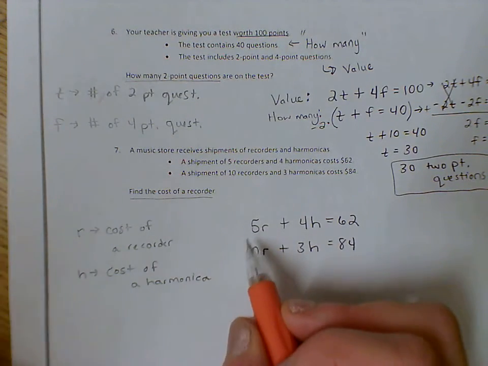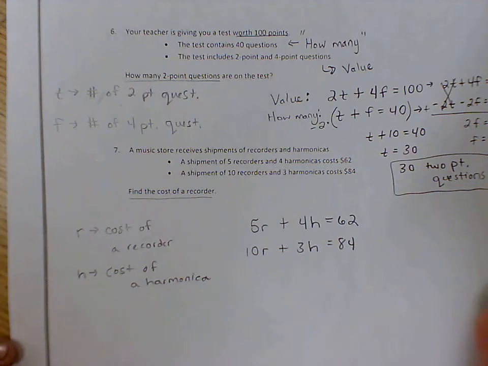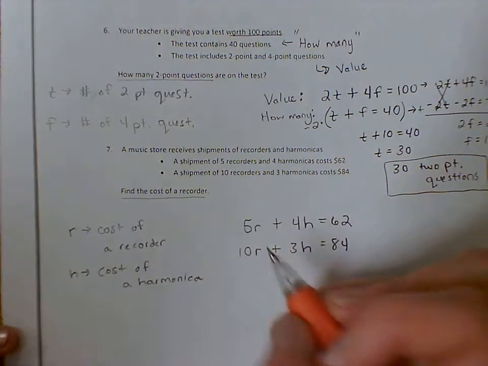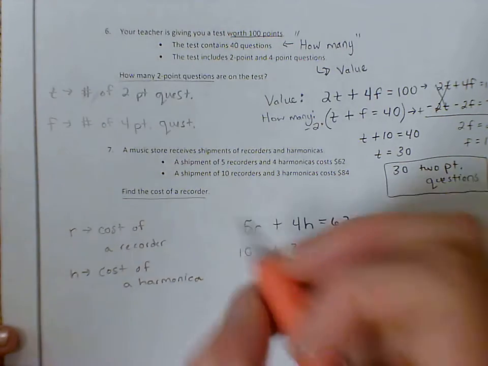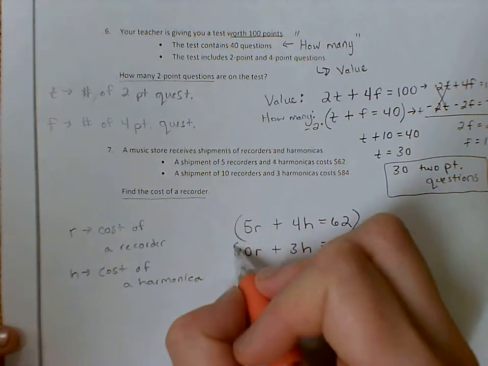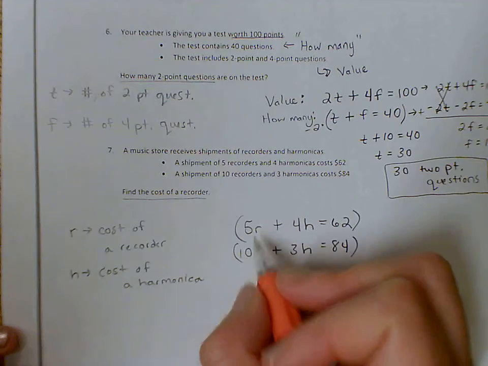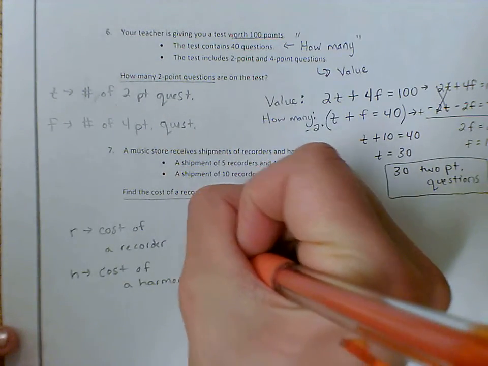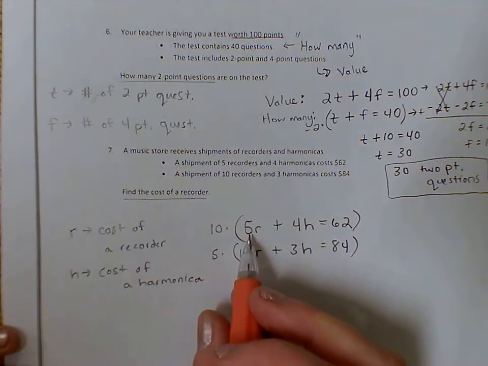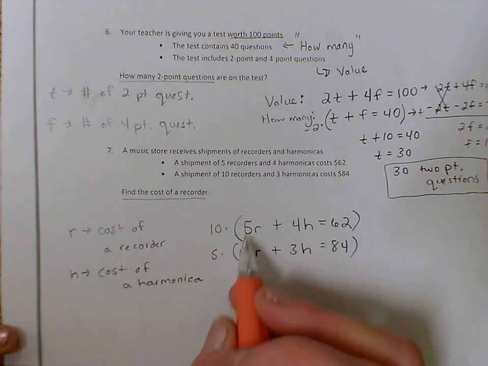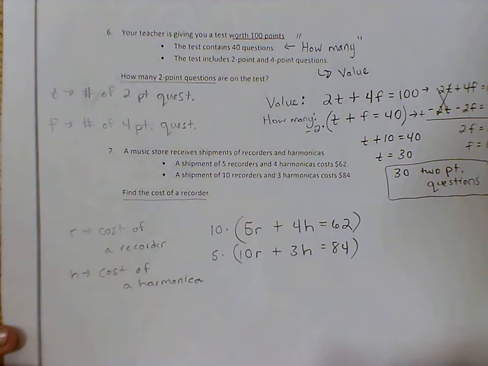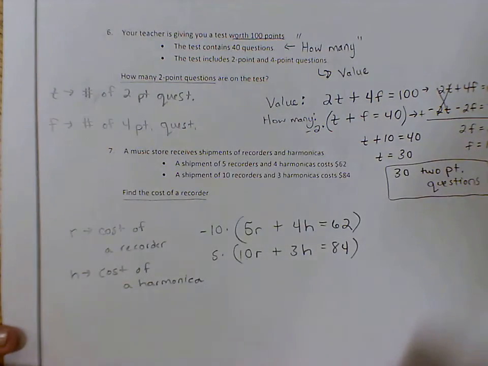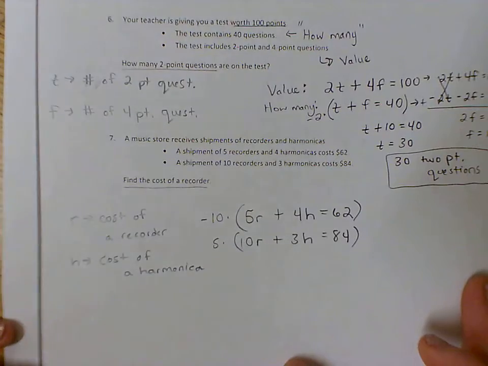You could do the flip-flop here, and since we haven't done the flip-flop yet, I'm going to remind you how to do that. So if I did the flip-flop, you take the numbers in front of one of your variables, so like I'll take the 10 and the 5, and you flip-flop them. So the 5 would go down here. You could also have multiplied this one by a -2, and that'll do it too. I'm just reviewing. And then if they have the same sign, you have to put a negative in front of one of them so that they won't have the same sign.